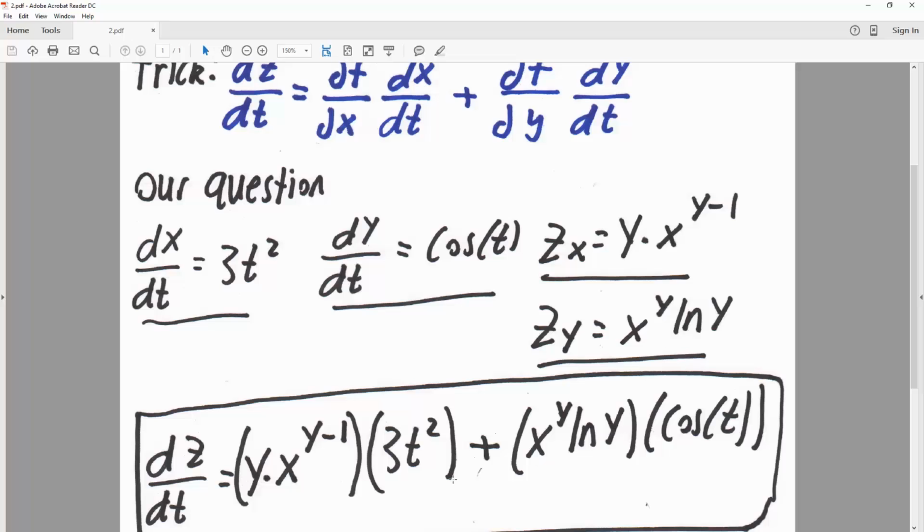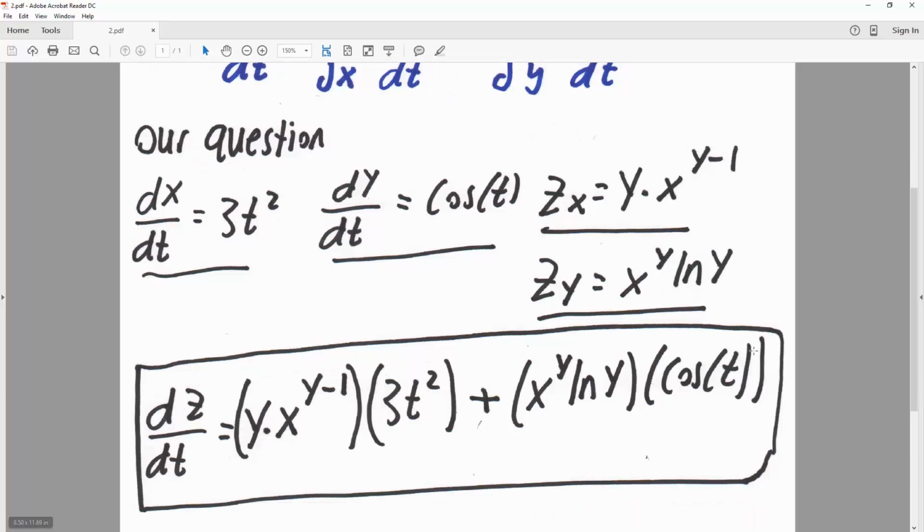And so we would get, for the first one, we want the partial derivative in terms of x, so this. So y times x raised to y minus 1 times the derivative of x, so 3t squared, plus the partial derivative in terms of y, so x raised to y, ln y, times the derivative of y, so cosine t. And so this is our final answer. And that's all we need to do for this problem.